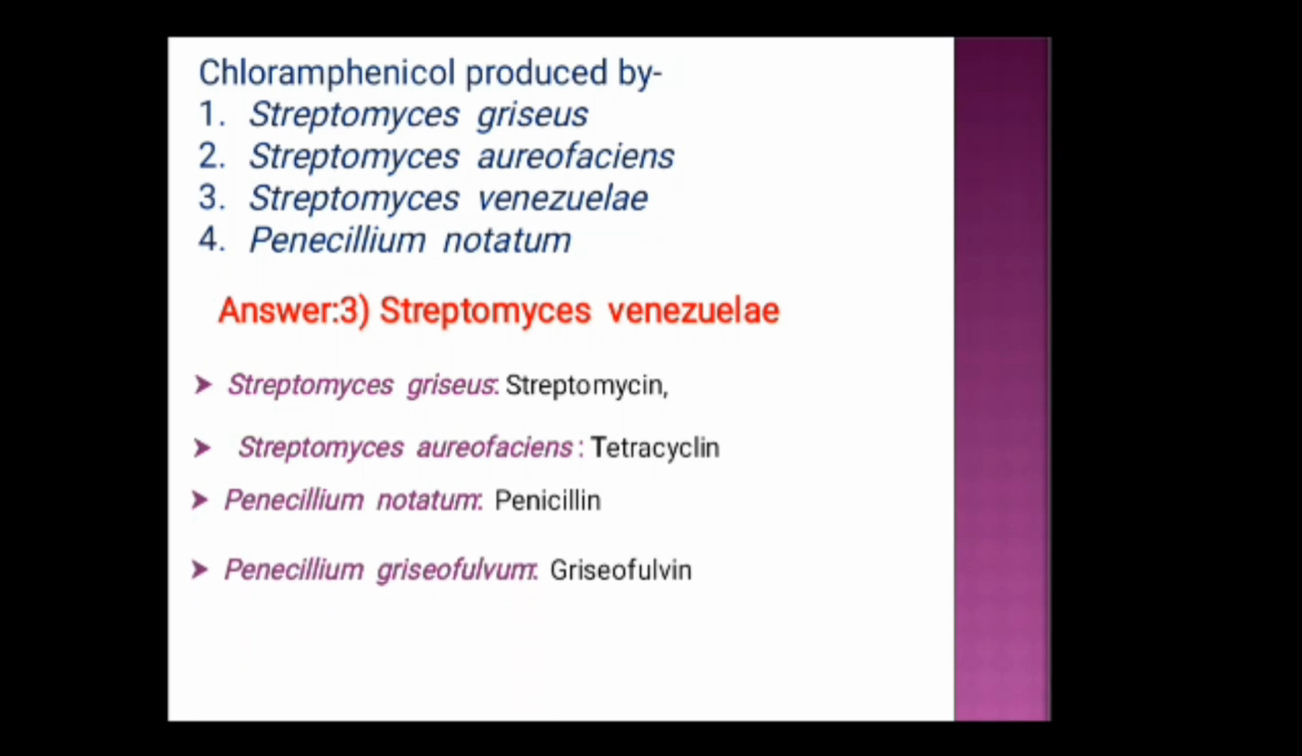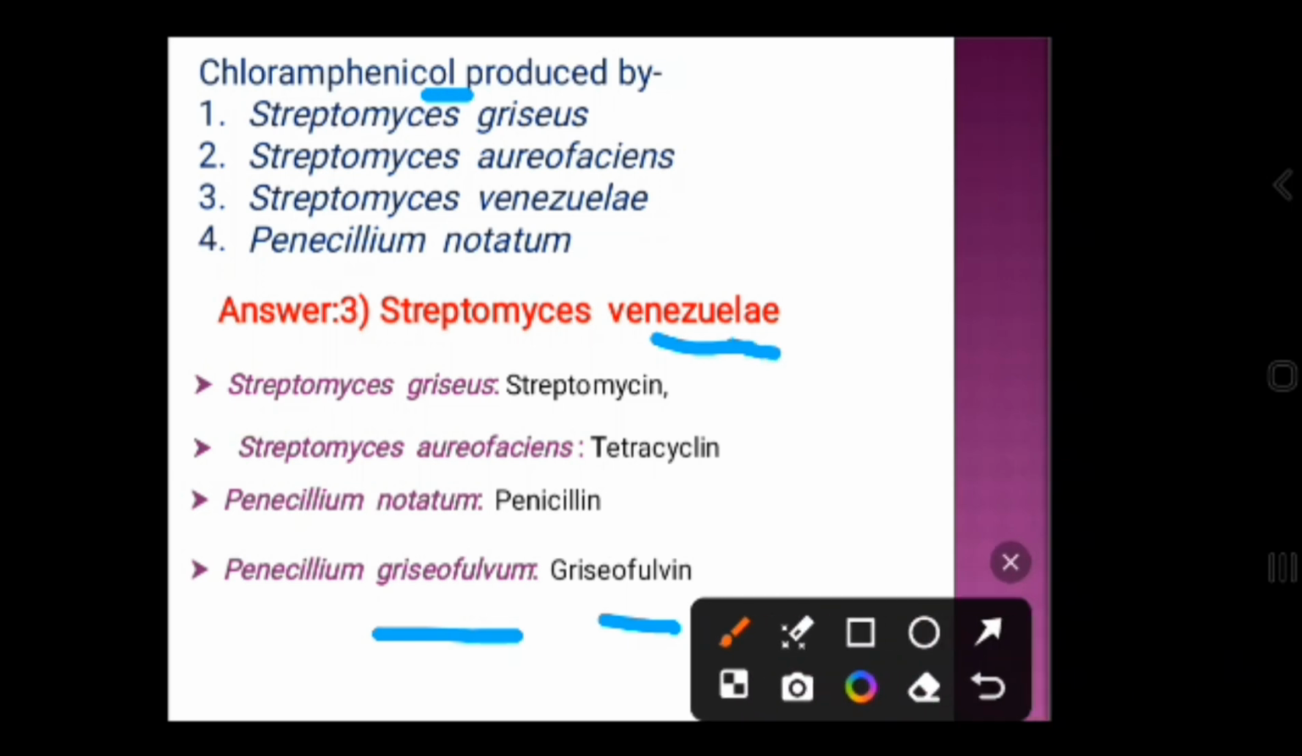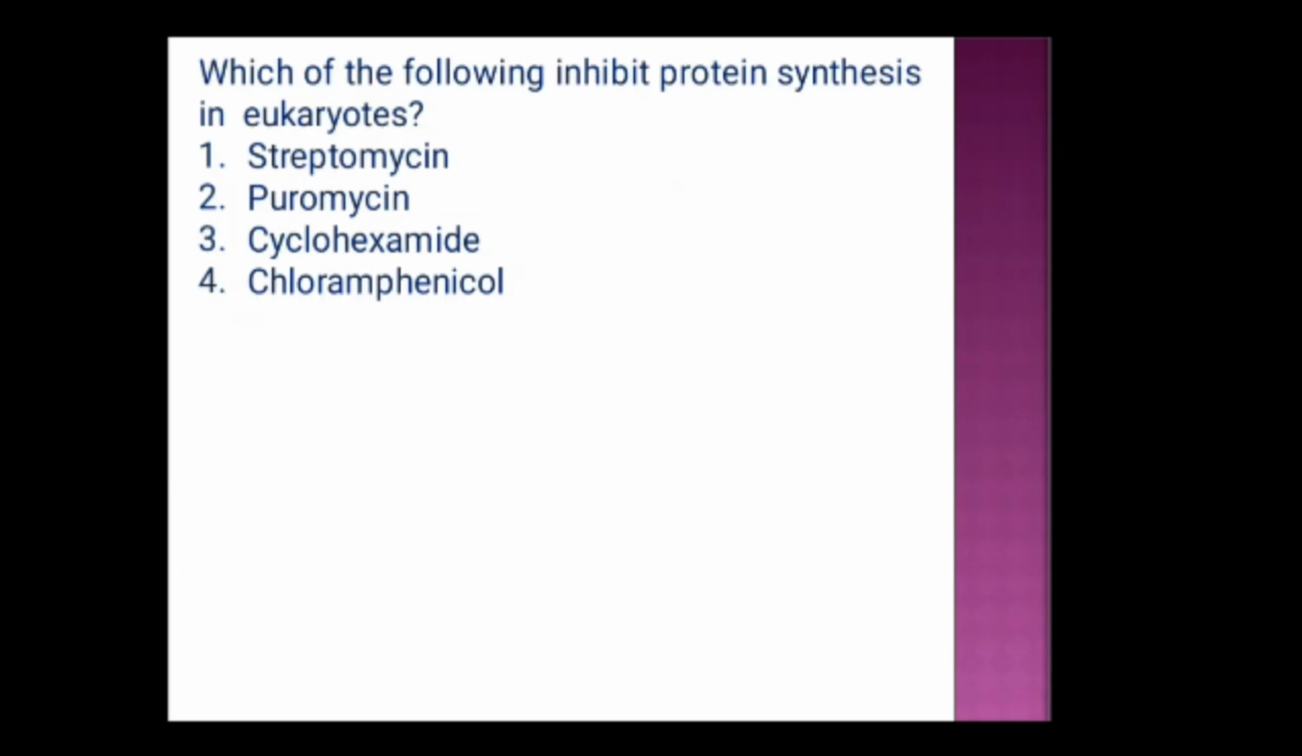Penicillium griseofulvum produces griseofulvin. Thus you can remember, griseofulvum produces griseofulvin. And Streptomyces venezuelae produces chloramphenicol. Thus you can remember. Okay.